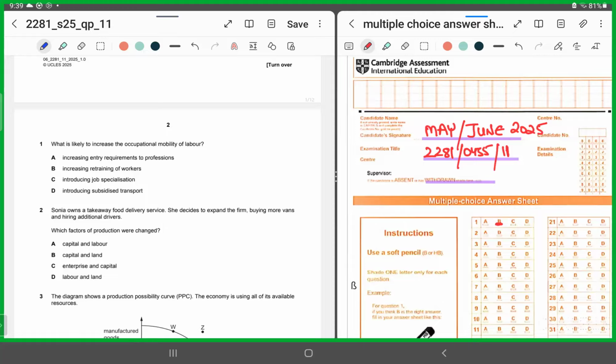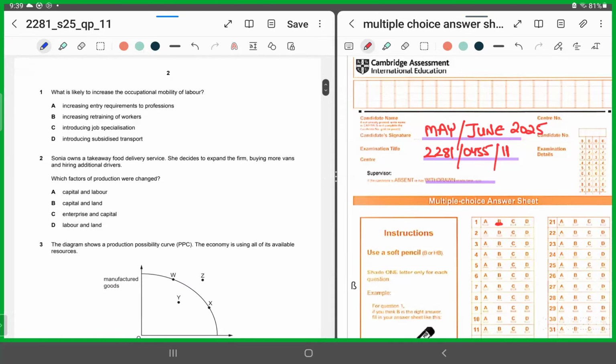MCQ number 2. MCQ number 2 says Sonia owns a takeaway delivery service. She decides to expand the firm, buying more vans and hiring additional drivers. Which factors of production were changed? So now if she initially owned a food delivery service and now she aims to expand her services by buying more vans and hiring more workers.